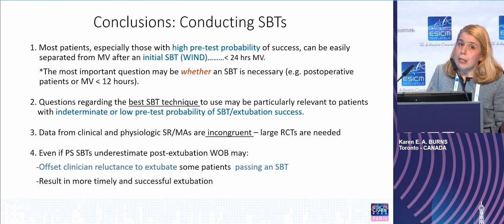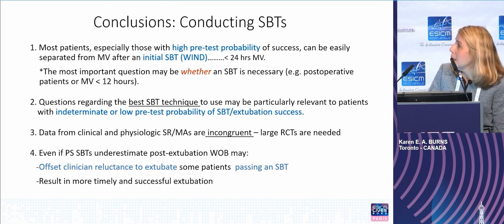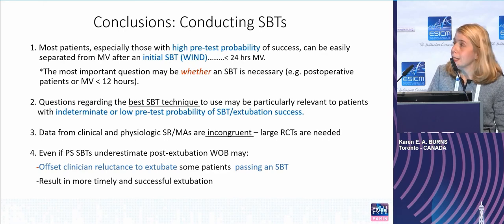And we can see from the data that I showed you that really the clinical and the physiologic systematic reviews and meta-analyses are not congruent. Michael Sklar's work definitely favors T-piece or 0 on 0, whereas the clinical data seems to support pressure support plus or minus PEEP SBT. So clearly we need more data.